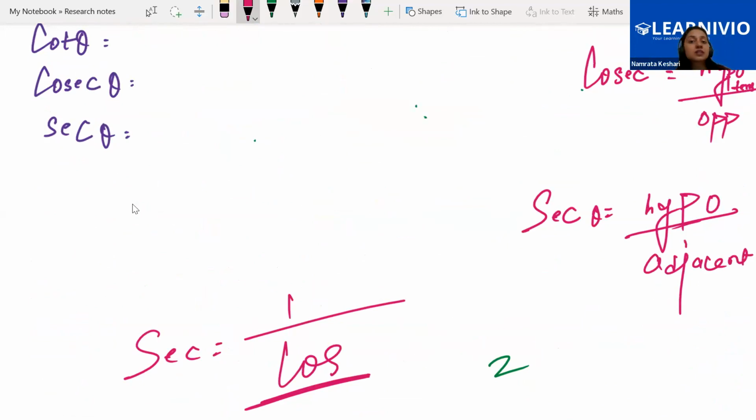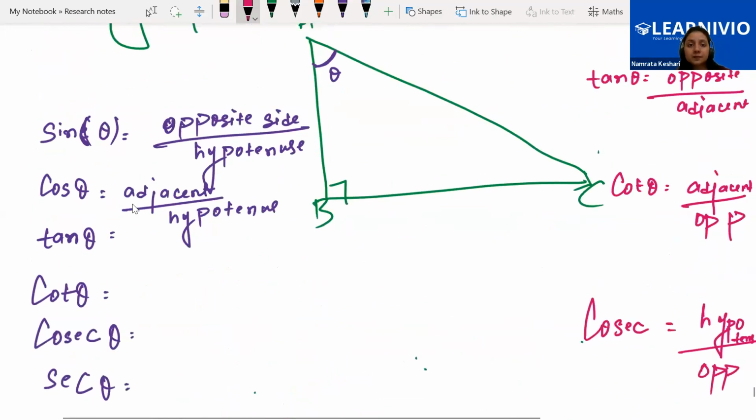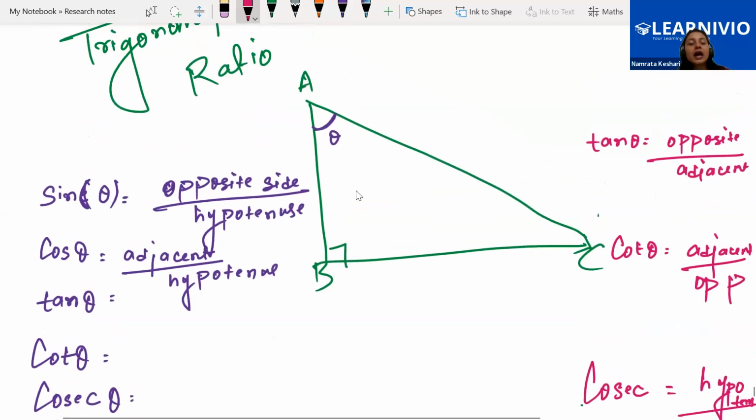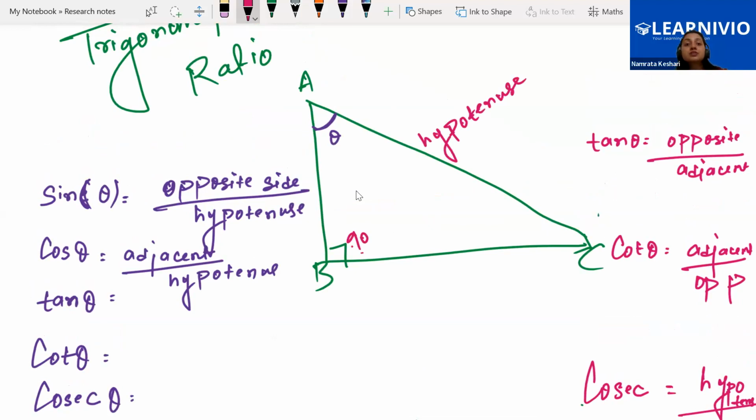Why only 6? Because 6 was the only possibility. We cannot create more. With the help of these 3 sides, hypotenuse, we know which one is the hypotenuse. Now, which one is the opposite and which one is the adjacent, that's what we have to check. Hypotenuse, we know, is opposite to 90 degrees. Now, which one is the adjacent and which one is the opposite, that's what we have to check.